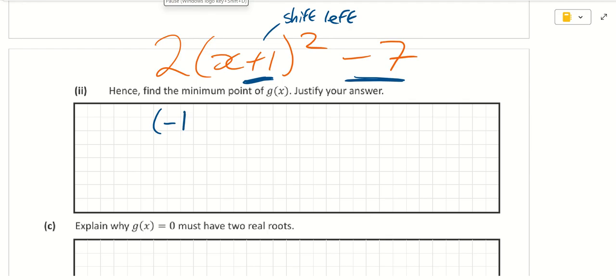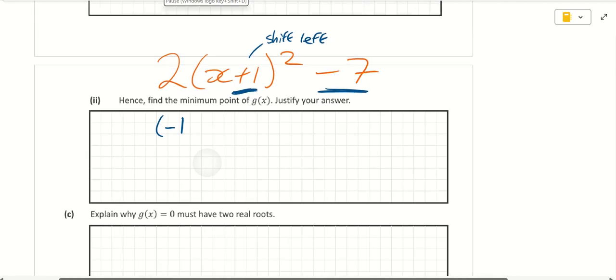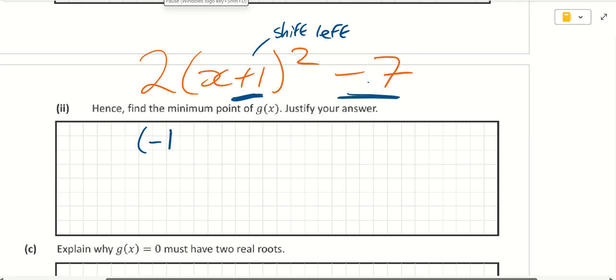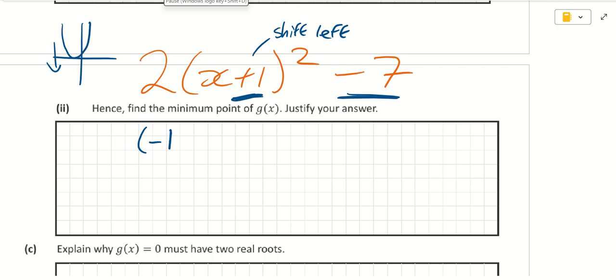Okay, and then this is going to be your minimum point. So minus 1, and then you're going to have a minus 7 with it as well, because x plus 1 will shift it over to the left. So you can imagine it being like here, and then it's going to be down 7 points. So it's going to go down to there. So our minimum point is minus 1, minus 7.